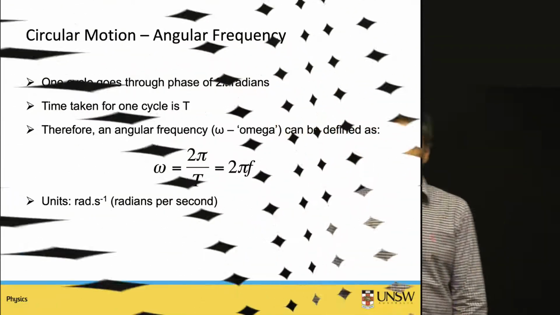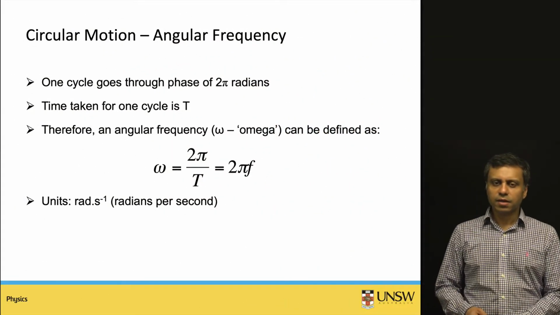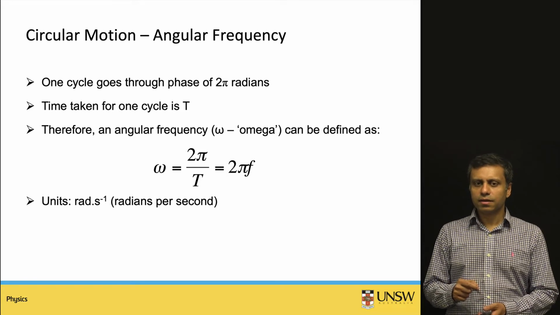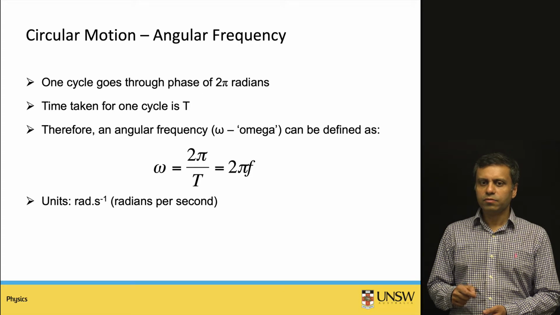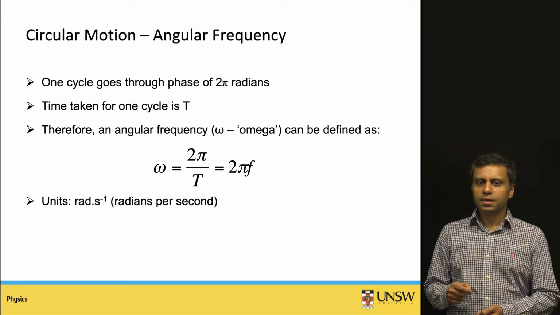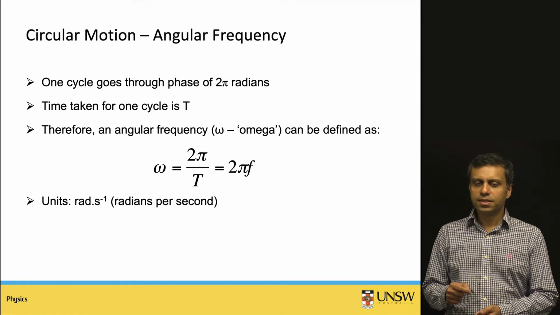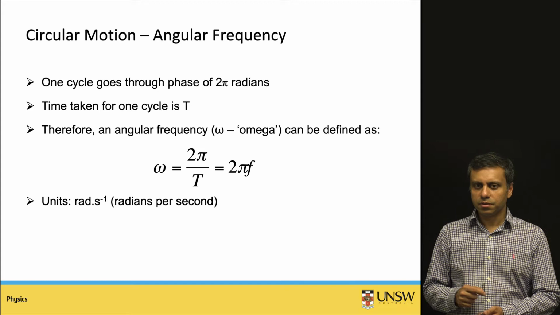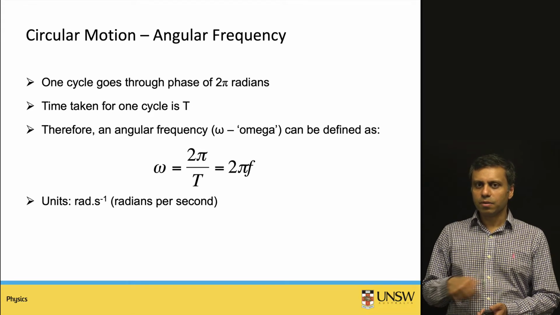Another important quantity in the context of circular motion is the angular frequency. So suppose a particle is traveling around in a circle. In one cycle or one revolution, the particle is traveling an angle of 2 pi radians, and suppose it is doing so in a time T, the capital T. This is called the period of revolution. That is the time taken to make one complete cycle.